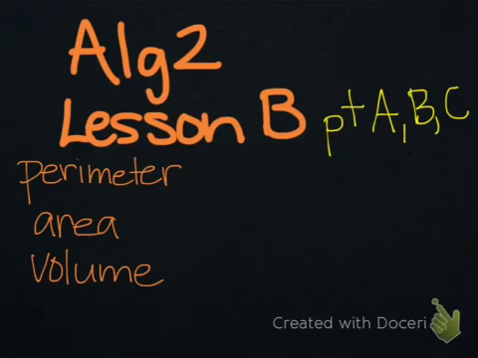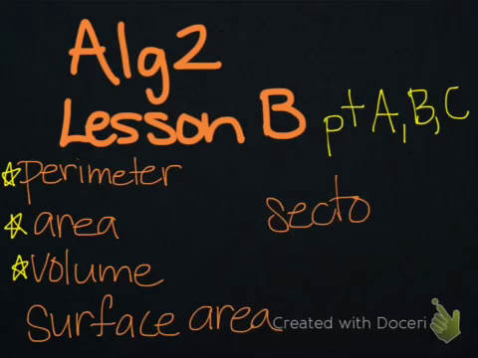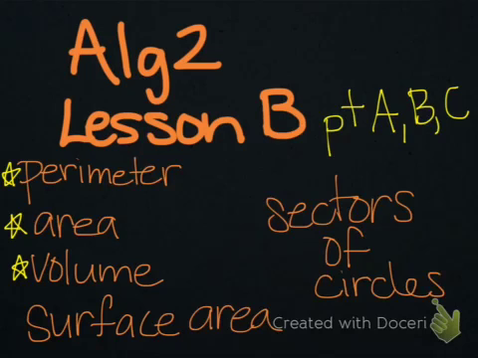Algebra 2, Lesson B, Parts A, B, and C. This lesson will cover perimeter, area, and volume. And the rest of Lesson B, which is Parts D and E, will be covered in the next video.